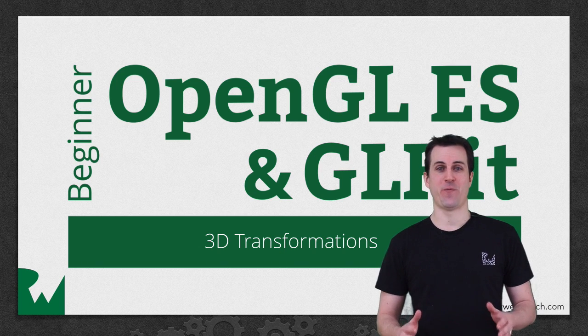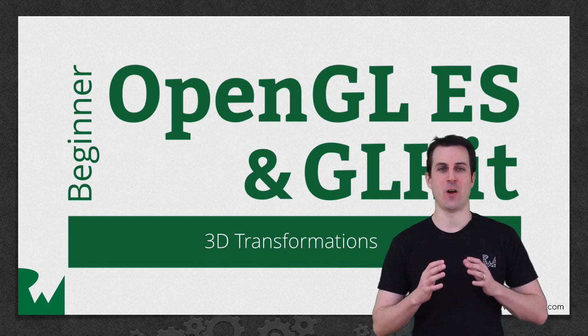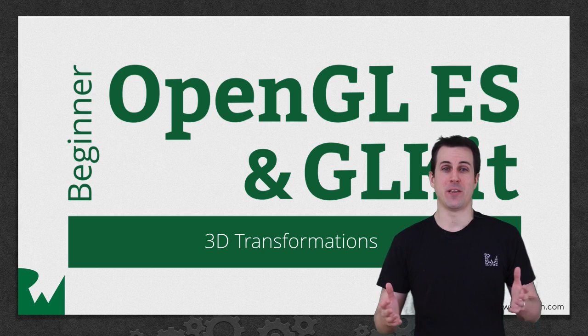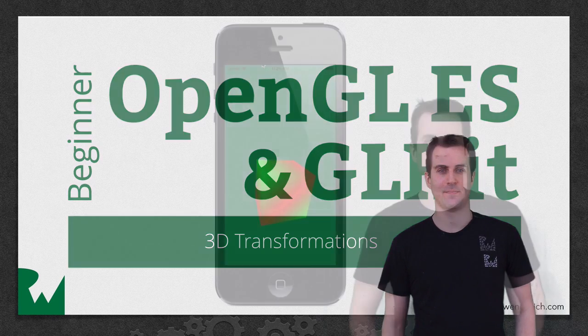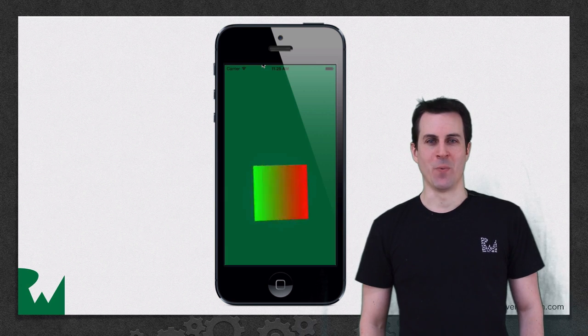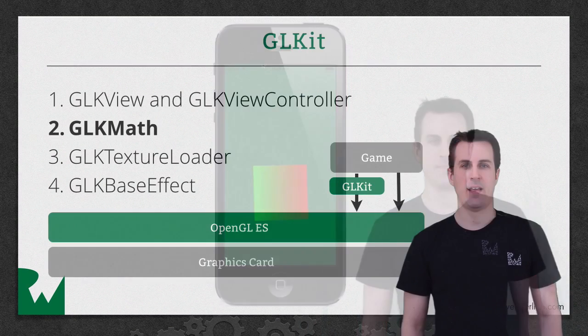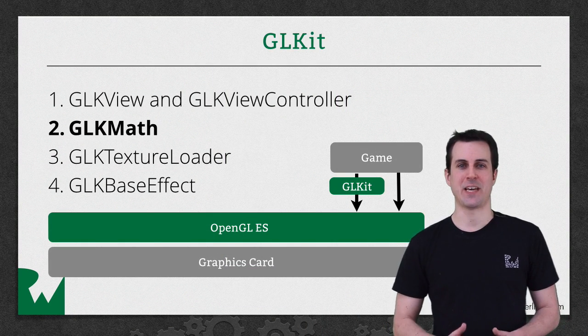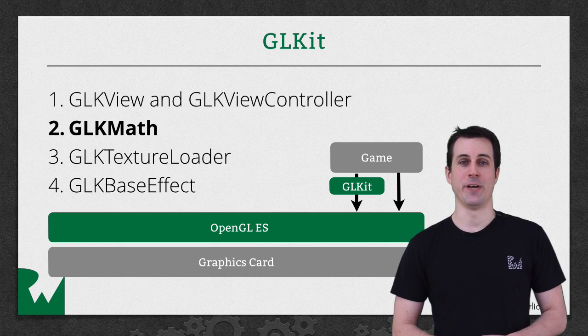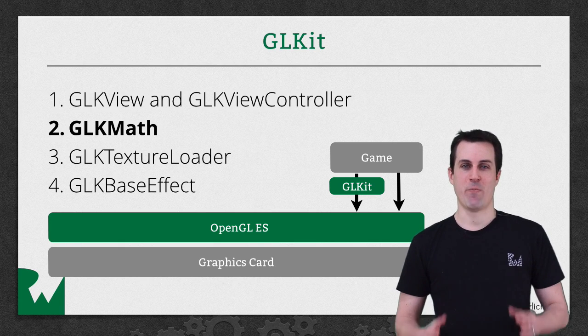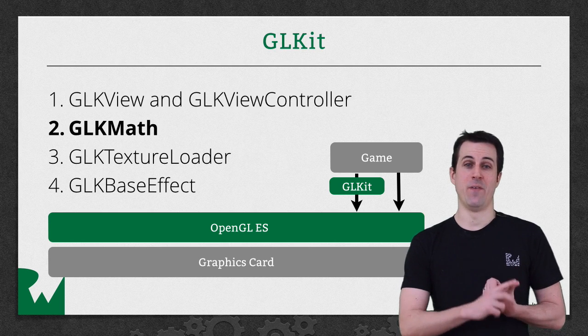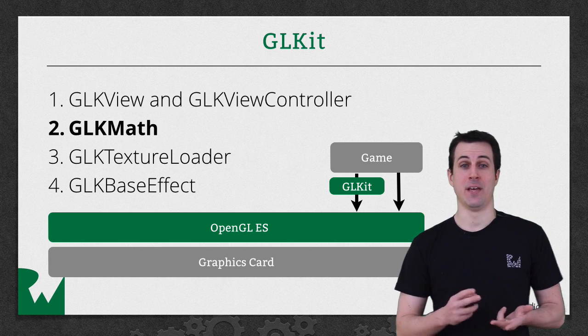In this part of the series, you're finally going to learn how to take that 2D square you're working with and move it all the way to 3D using the power of a sequence of 3D transformations. Here's what the app will look like when you're done with this part of the series. You're going to use the second part of the GLKit library, which is GLKMath. Remember that GLKMath is a set of handy math routines to deal with vector math, matrix math, and so on.